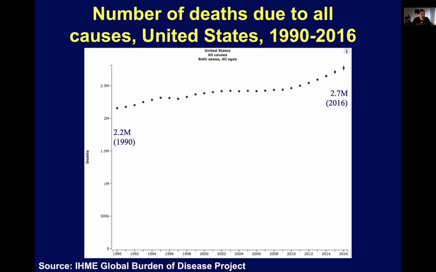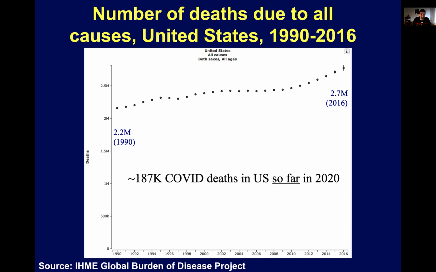So this slide shows the absolute number of deaths that have occurred each year in the US from 1990 to 2016. So you can get a sense that between 2 and 3 million deaths occur from all causes in the US each year, and that this number has been increasing a little bit every year. And so, we can begin to think about why this might be happening. The size of the population is increasing, but also the population is aging.